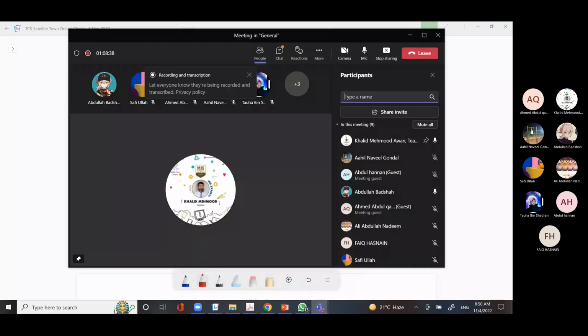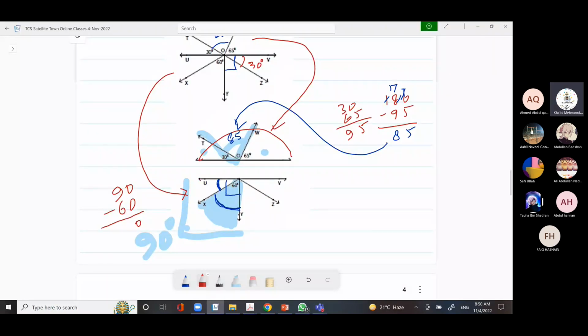What do you think? Sir, 30. 30? Yes, check it. Yes, this is 30. So that's why this angle is 30 degrees. Similarly, this was 30, as we had done previously at the top. So if this is 30 out of 90, if we subtract 30, how much will we get? 90 minus 30 is how much? 9 minus 3 is 6, so this is 60 degrees. Like this, we can calculate.